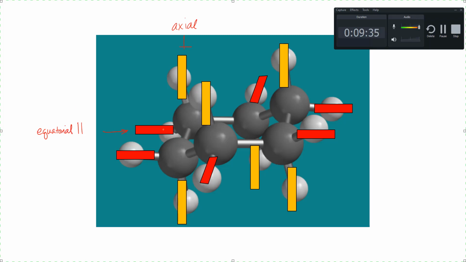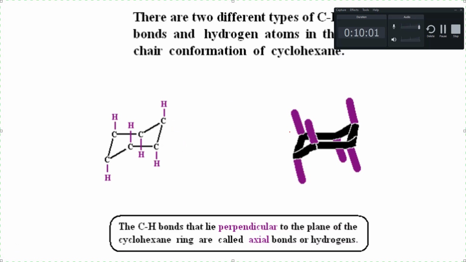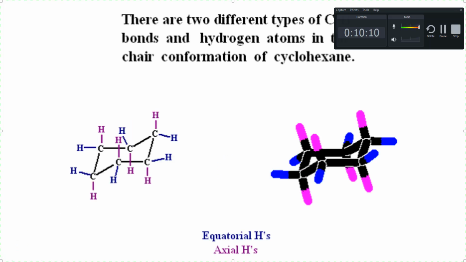So equatorial positions are roughly in the plane of the ring. Axial positions are perpendicular to the ring. We can map those out a little bit easier if we take them one at a time. So here, in the blue, these are the positions that are equatorial. And again, they're roughly parallel to the ring. Here are the positions that are axial, that are perpendicular to the ring. And then when we put those together, we have basically all of the positions of the cyclohexane ring.